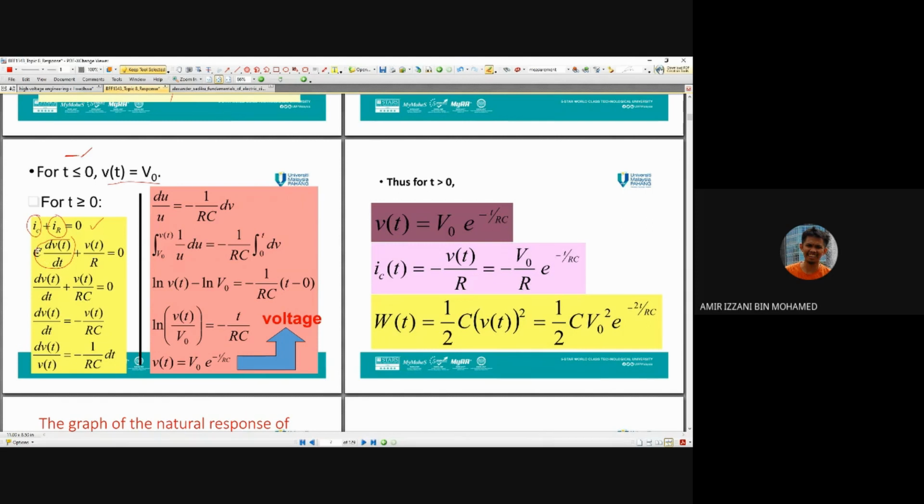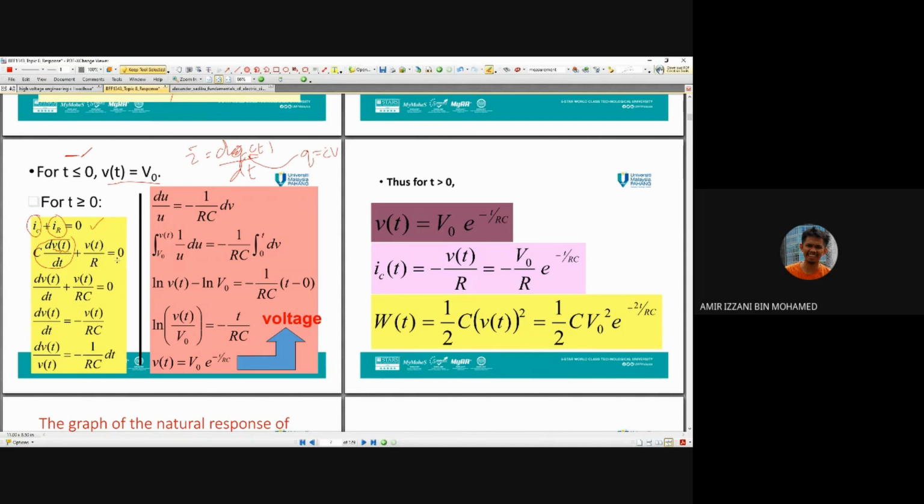Where does it come from? As you know, current is dq over dt, and q equals CV. So we change into this equation. Q goes inside, C is constant so it comes out, and V is a function of t, so we get this equation. And V(t) over R is Ohm's equation.